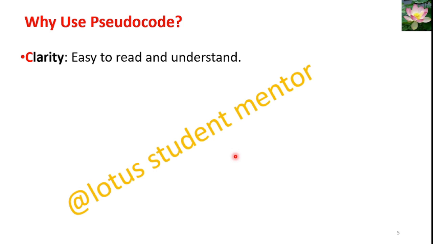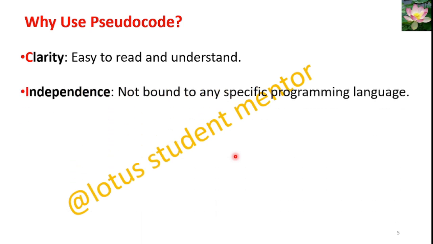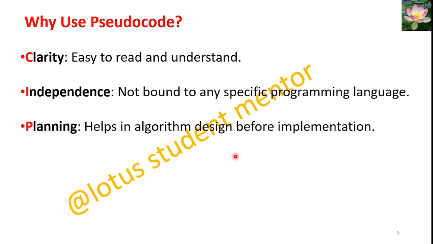Now, why use pseudocode? There are 4 reasons for using pseudocode. Number 1, clarity. It is easy to read and understand. Number 2, independence. It is not bound to any specific programming language, because it is an intermediate state between the algorithm and the programming. The next one is planning. What is planning? It helps in algorithm design for implementation.